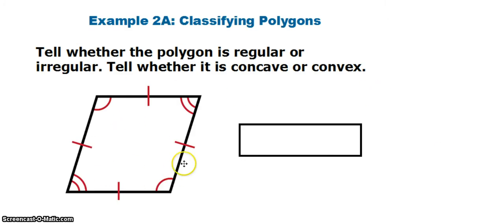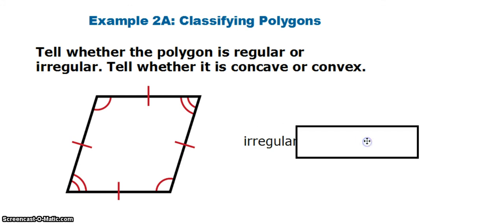Is this regular or irregular? Concave or convex? Okay, well, I see equilateral sides. Do we have equiangular? That's a problem. It looks like too acute, too obtuse. So this is not regular. Even though it has equal sides, you must also have equal angles, right? So it's irregular. Is it concave or convex? When we draw the diagonals, they are only touching interior points, so it is convex.